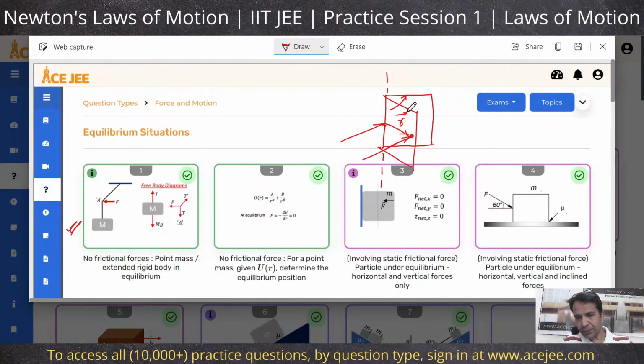Right? So this is the force F. So torque, which is also a vector quantity, is defined as r cross F. So when we are dealing with extended rigid bodies, we have to ensure that not only the sum of all the forces is zero, but the sum of all the torques should be zero.